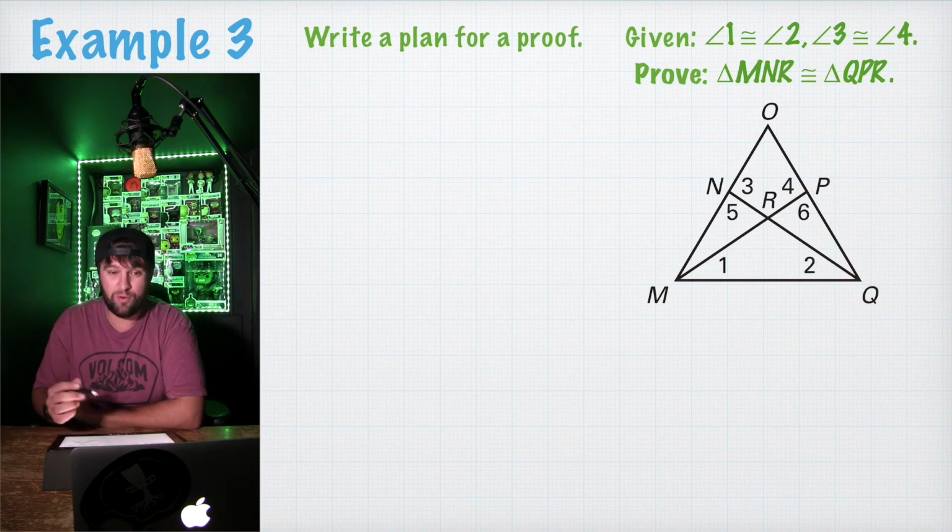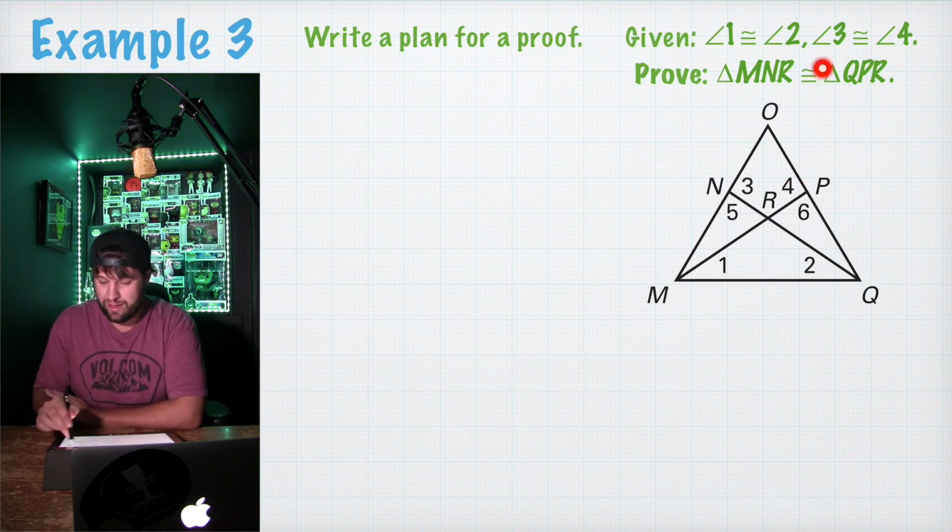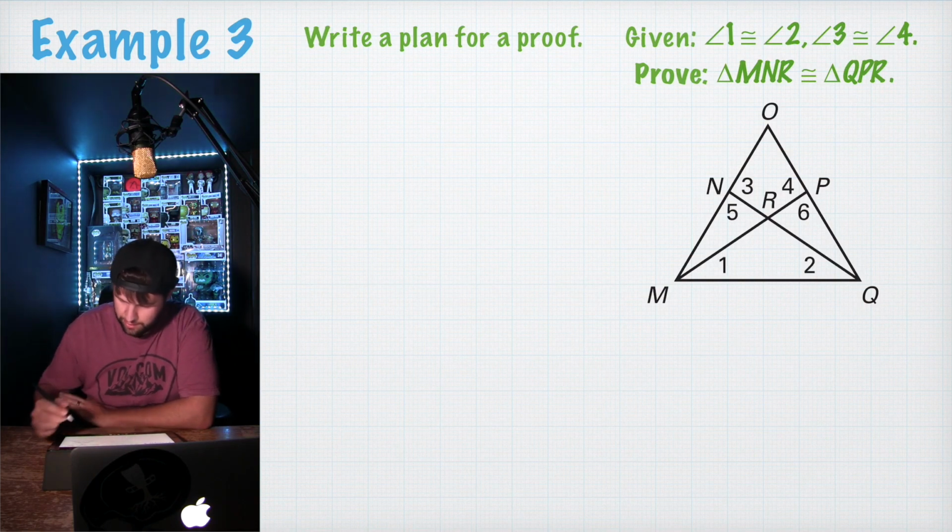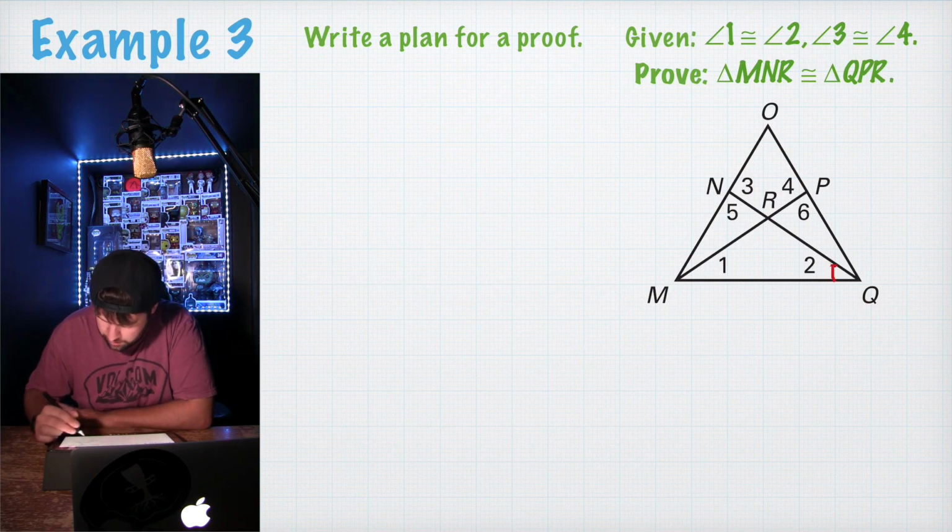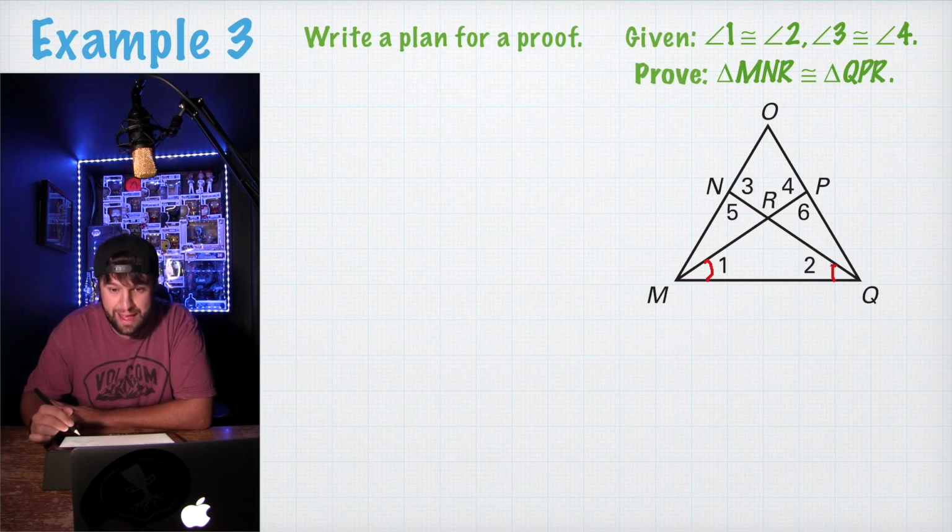Number one, we're writing a proof, so you don't have to state your givens or any of that stuff, but we know that angle 1 is congruent to angle 2. These two angles are congruent, so I'm going to mark that. 1 is congruent to angle 2, and 3 is congruent to 4. Okay.